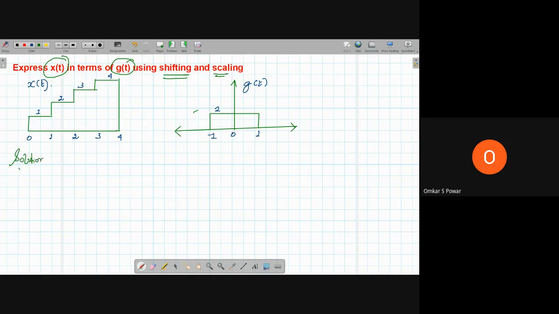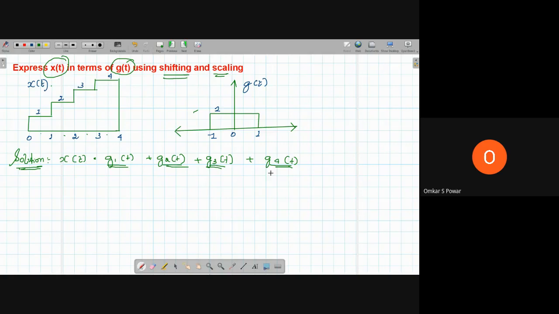Solution. How do you solve this one? There is a simple method, and I request everyone to follow it so it is easy for you. Whenever there are 1, 2, 3 and 4 units, write x of t as g1 of t plus g2 of t plus g3 of t plus g4 of t. After writing this, we have to find g1 of t, g2 of t, g3 of t and g4 of t separately.